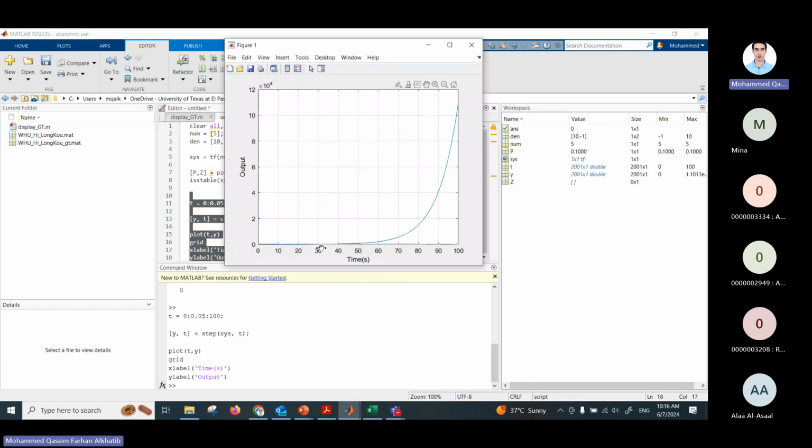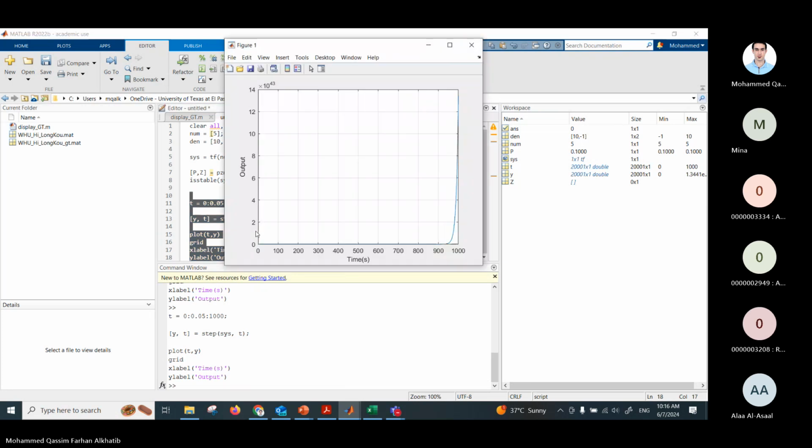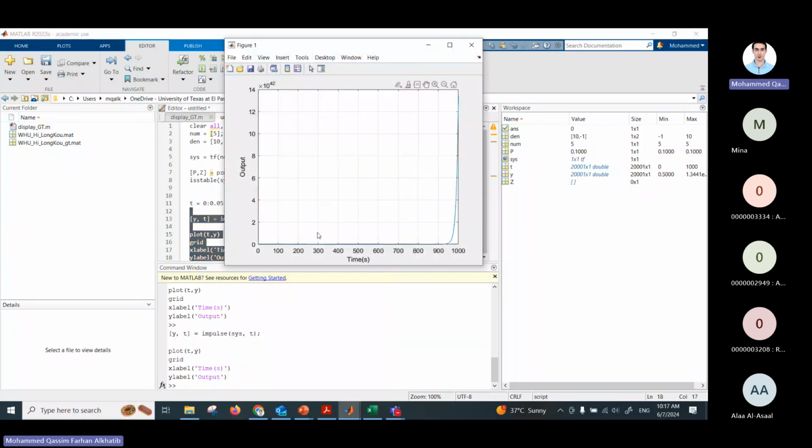And there you go. As the time increases, the behavior of the system goes to infinity. Try with 1000. It will grow even more. There you go. So in this case, this system is unstable, but it should be the same whether you apply a step or an impulse. The output will be unstable, or the system itself is unstable regardless of the input.